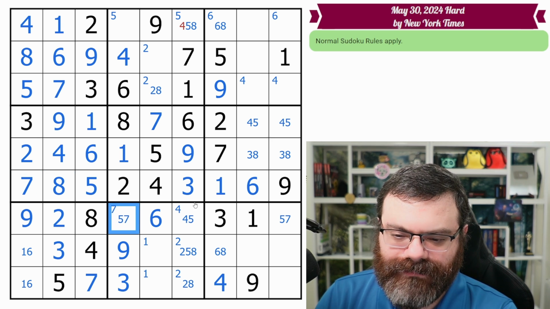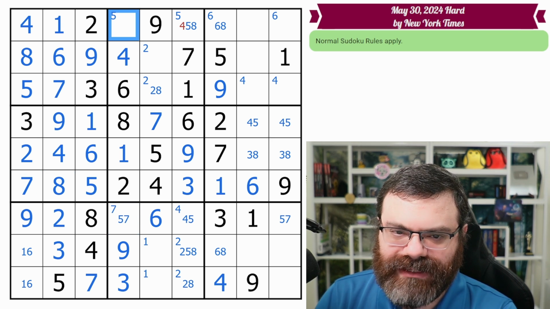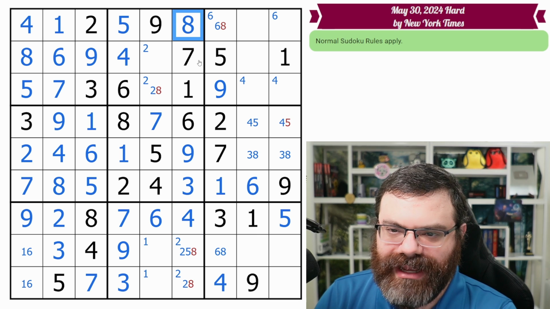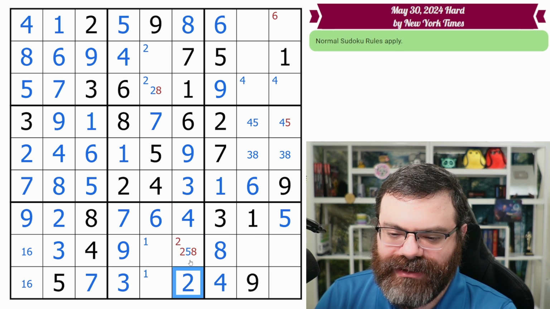This can't be a 4. This is 5 or 7. Can't be a 7 because of the box. Okay, so that's 5, that's 7. That's 5, that's 4. We get our 8 at the top. That's a 6, that's an 8. We get our 2 and our 5.